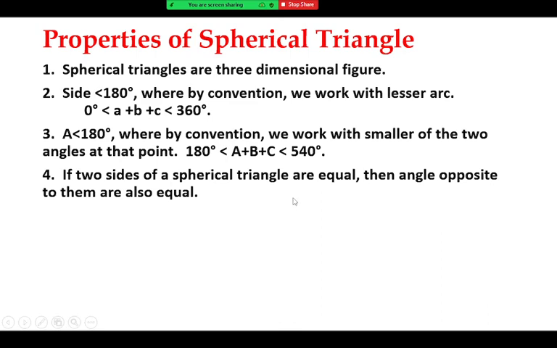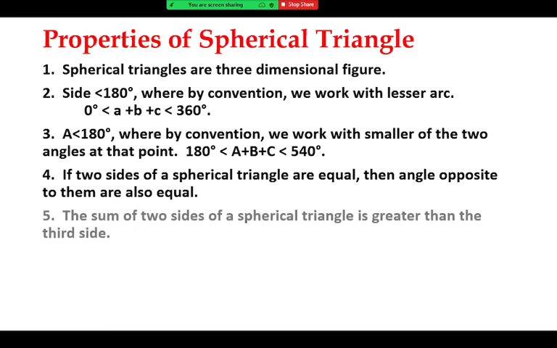If two sides of a spherical triangle are equal, then the angles opposite to them are also equal. Okay, so it is just a similar property to the normal triangle. If the opposite sides are of equal length, then the opposite angles are equal, and such a triangle can be called an isosceles triangle.